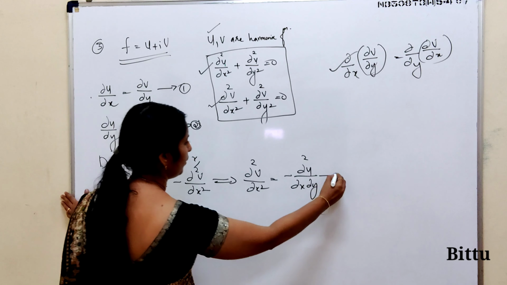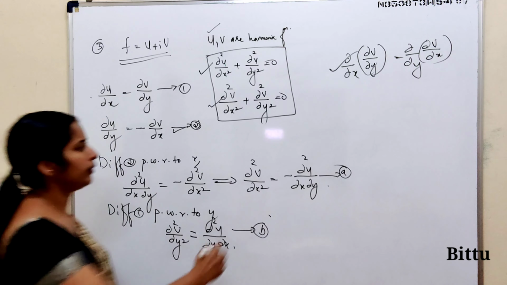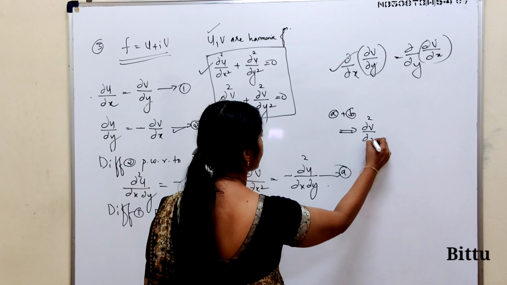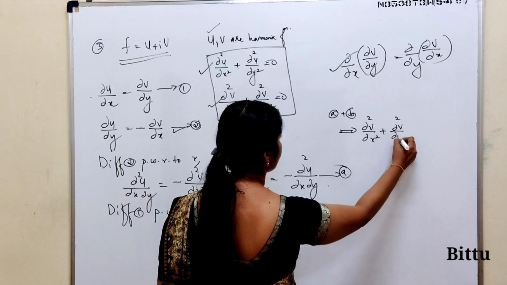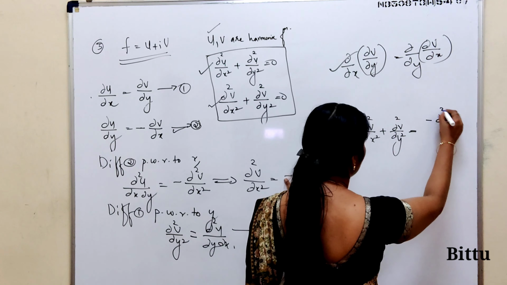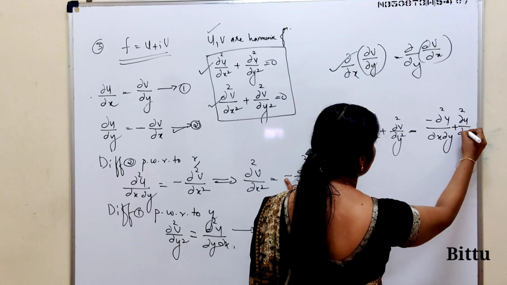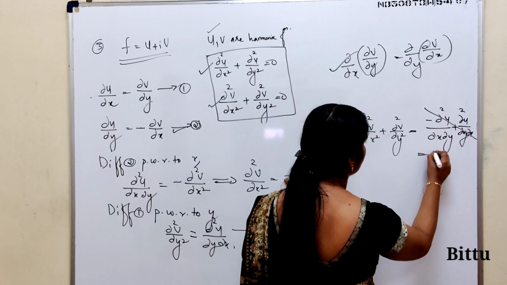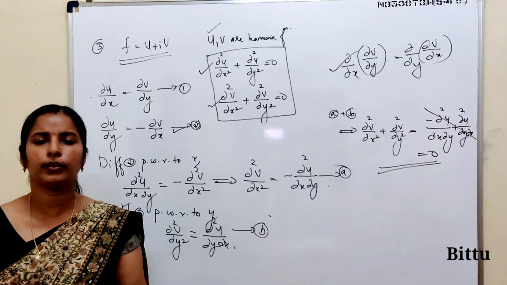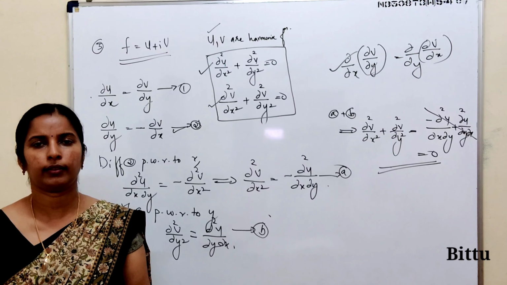So now we have equations A and B. You consider A plus B. It gives ∂²v/∂x² plus ∂²v/∂y² is equal to minus ∂²u/∂x∂y plus ∂²u/∂y∂x. See, both are the same, so it is equal to 0. So we have ∂²v/∂x² plus ∂²v/∂y² equal to 0. So both real and imaginary parts u and v are harmonic.